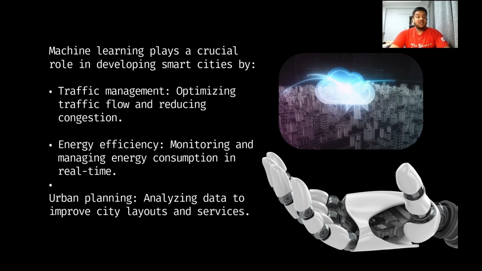Second is energy efficiency. Machine learning benefits us all by monitoring usage in real time. ML systems can adjust lighting, heating, or cooling across buildings to conserve power.